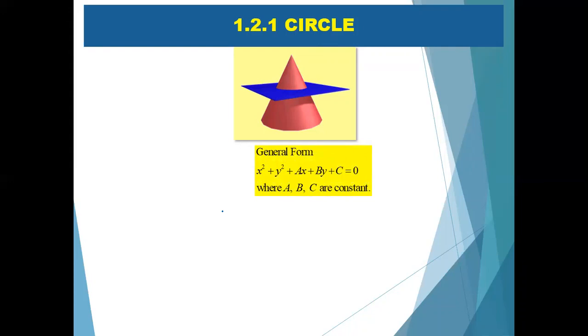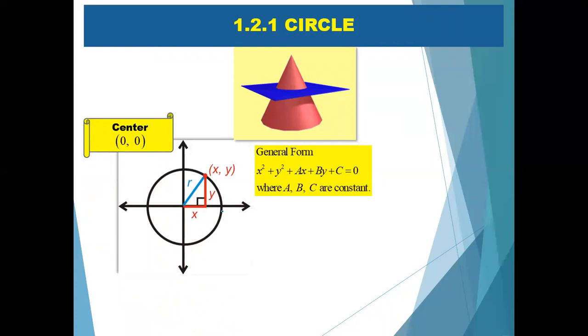So the general form of a circle is x squared plus y squared plus ax plus by plus c is equal to 0, and bear in mind a, b, and c are constant. Okay, so this general form of a circle you have to memorize. Okay, you have to memorize. Okay, so we have two types of circles where the center is at 0, 0. Okay, so ini you punya rectangular coordinate system lah. Okay, this is a rectangular coordinate system. You have the circle, and then the center of the circle is at the origin, which is 0, 0.